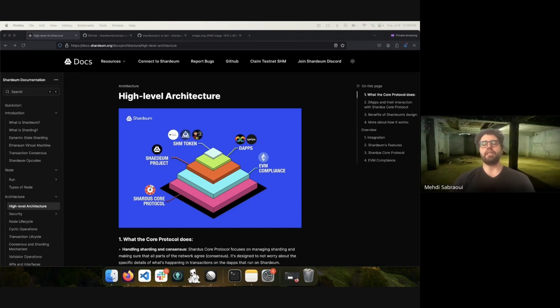So the base layer is the Shardeum core protocol, which is the main decentralized layer one protocol that, if you're into Web3, you're probably pretty familiar with at this point, although we do have some quirks. And then the second part of this is Shardeum itself, which is the DApp on top of it. Shardeum controls the user transactions and whatnot. The base protocol controls the network itself and handles consensus.